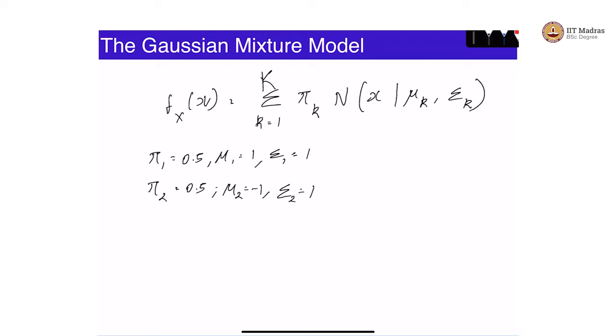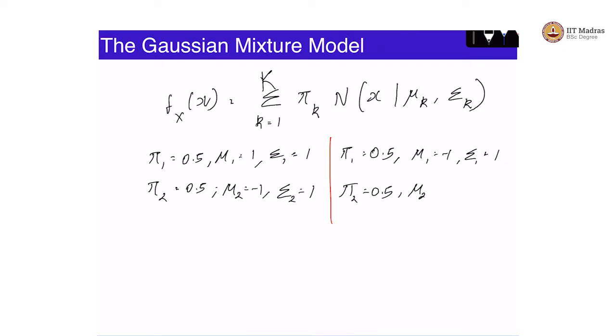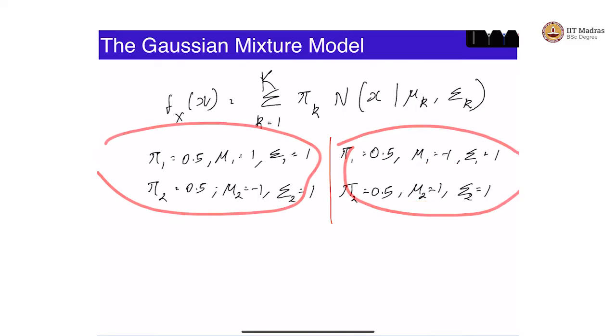Let me give another set of parameters. Let's say pi1 is 0.5, mu1 is minus 1, sigma 1 is 1, pi2 is 0.5, mu2 is 1, and sigma 2 is 1. So technically this parameter seems to be different from this parameter, right? Because you can see that mu1 is 1 and mu2 is minus 1. Here mu1 is minus 1 and mu2 is 1. But both these sets of parameters represent the same density.